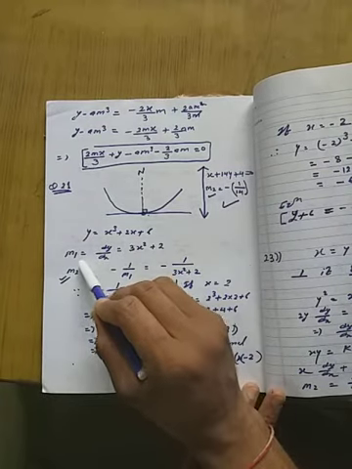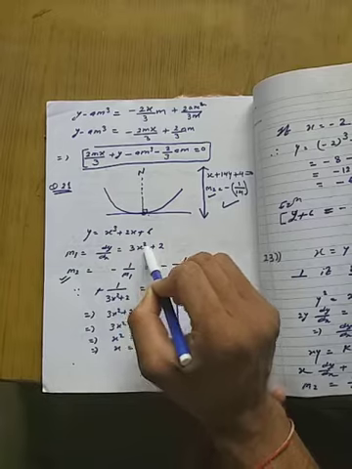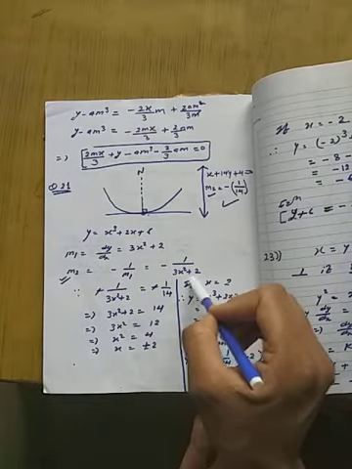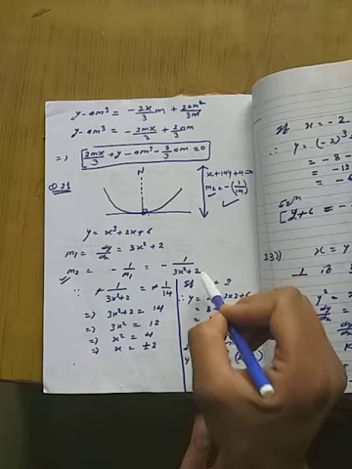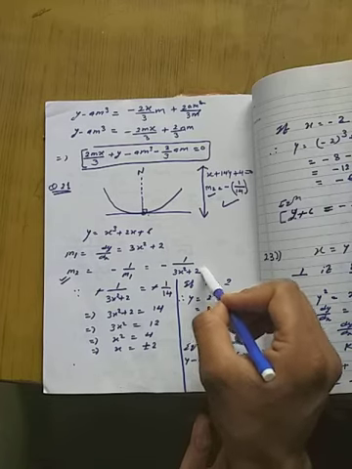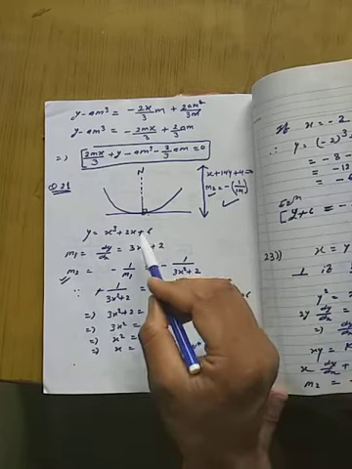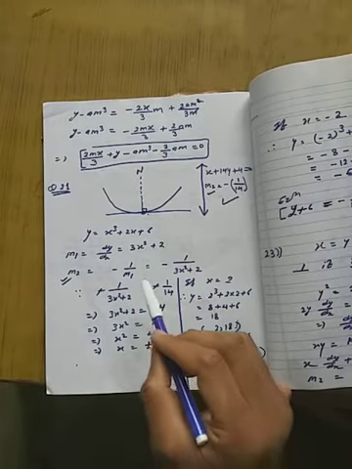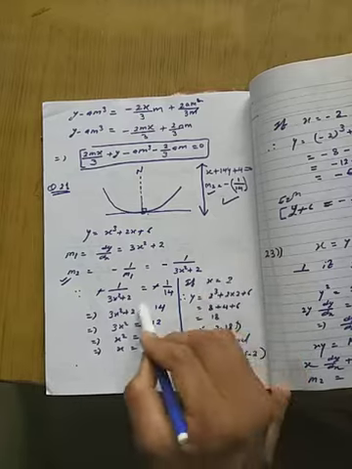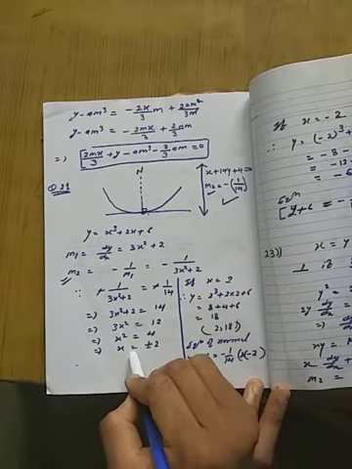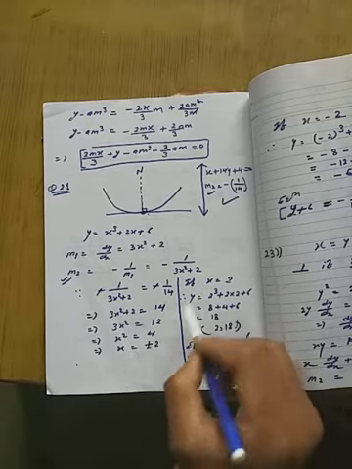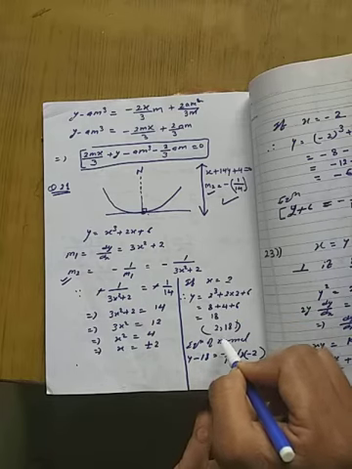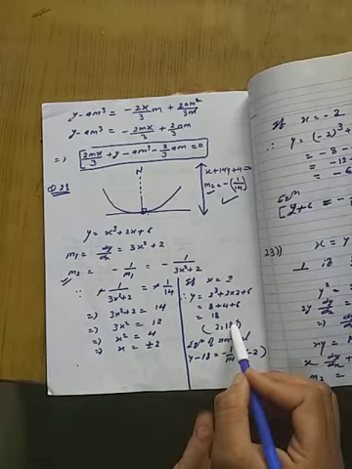I will find m1 equals dy by dx equals 3x² plus 2. m2 equals minus 1 upon m1 equals minus 1 upon 3x² plus 2. This is the slope of the normal by the help of the given curve. Equating both of the slopes, you will get x equals plus minus 2. If x equals 2, you will get y equals 18. So the point will be (2, 18).